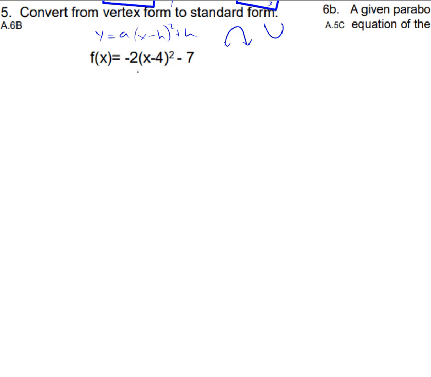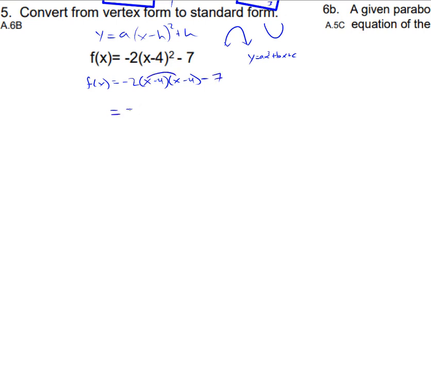So to get from vertex form to standard form, what we're going to do is we're going to basically expand this as best I can, because to get to standard form, what they're looking for is y is equal to ax squared plus bx plus c. That's what they're looking for, okay? And so I need to get this to that, and the way I do that is by just basically expanding everything, okay? So I get f of x is equal to negative 2 times x minus 4 squared is really x minus 4 times x minus 4, then minus 7. So I need to start by foiling this out.